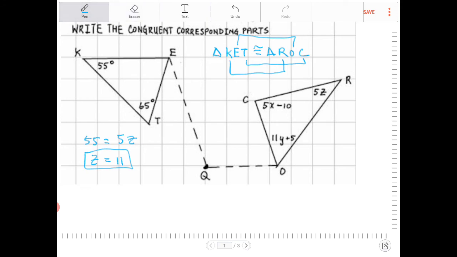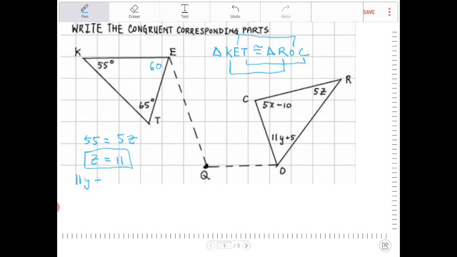Okay, so angle E corresponds with angle O. So I don't know what angle E is, but I do know 55 and 65. That adds up to 120. So that means the last angle there must be 60. So therefore, 11y plus 5 will equal 60. Subtract 5, I end up with 11y is equal to 55. Again, y therefore is equal to 5.